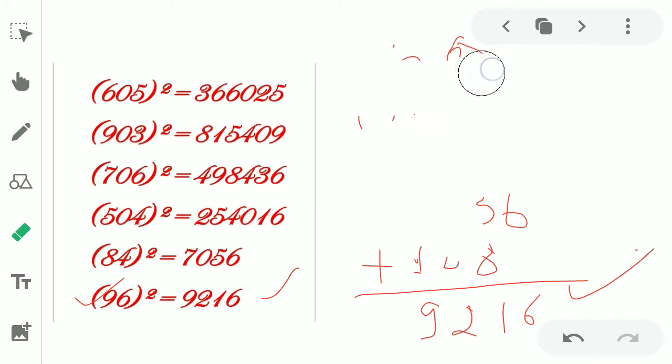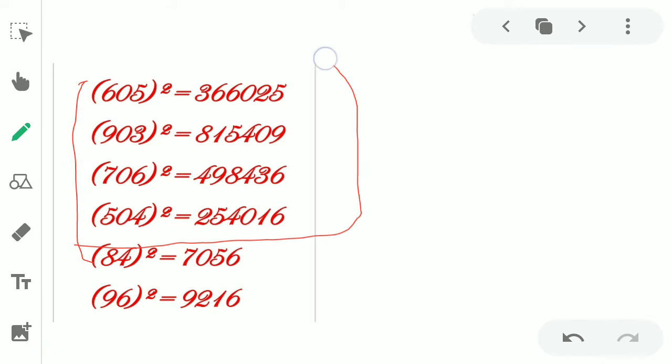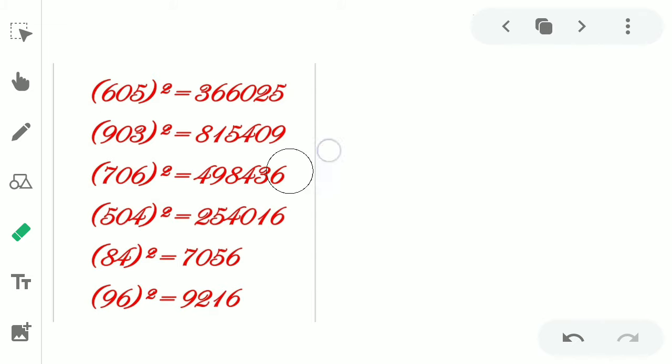Similarly, we can find the square of any 3-digit number using this technique. Here we see that in these 3-digit numbers, the middle part contains 0. This method is applicable to those numbers which contain 0 in the middle part. Now, what will be the method if there is no 0 in the middle part? How to find the square of a 3-digit number using this technique?